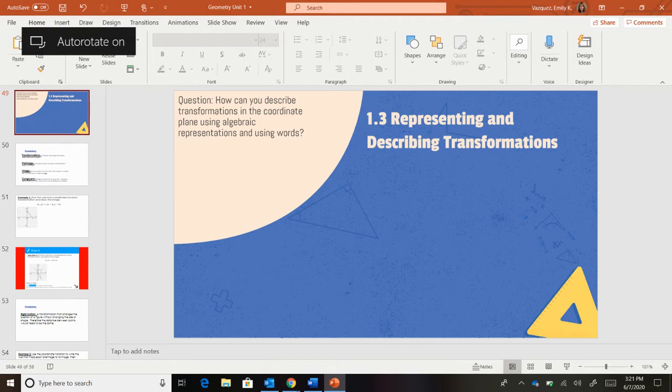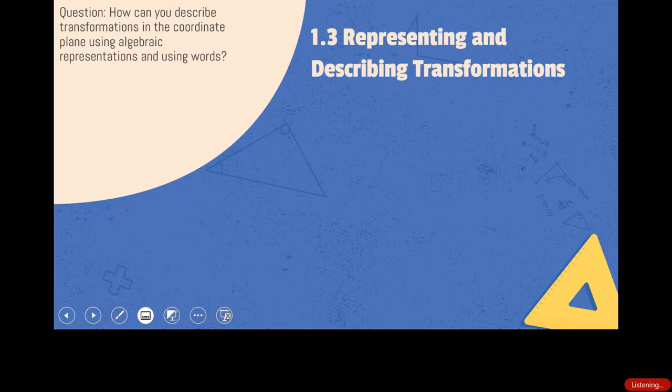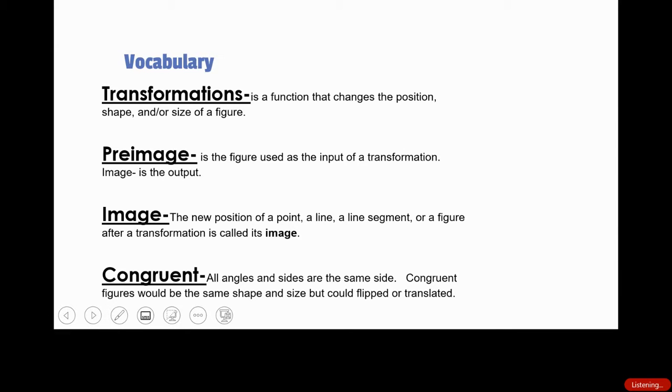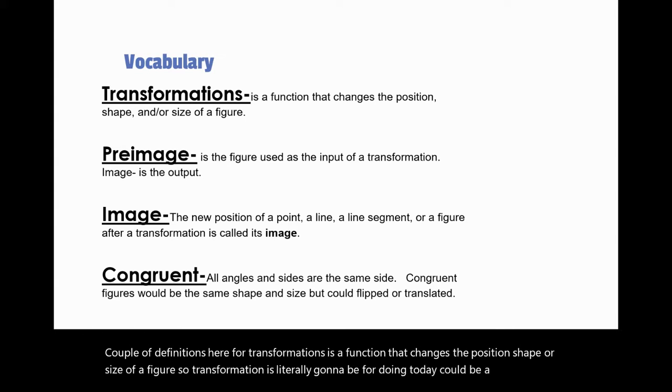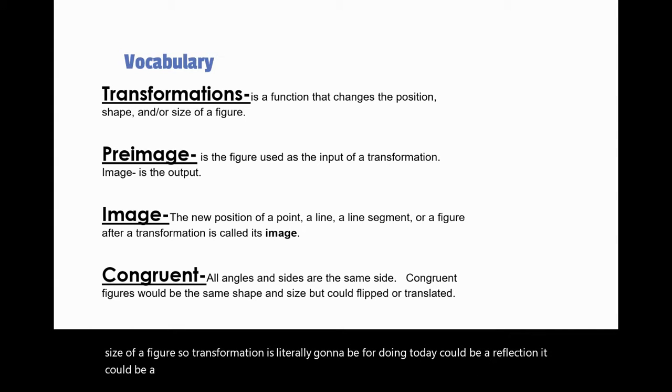All right, so we're going to go ahead and move on to 1.3, which is representing and describing transformations. Couple of definitions here. A transformation is a function that changes the position, shape, or size of a figure. So a transformation is literally going to be all the things we're doing today. It could be a reflection, it could be a dilation where something expands and gets larger. It could be rotating something.